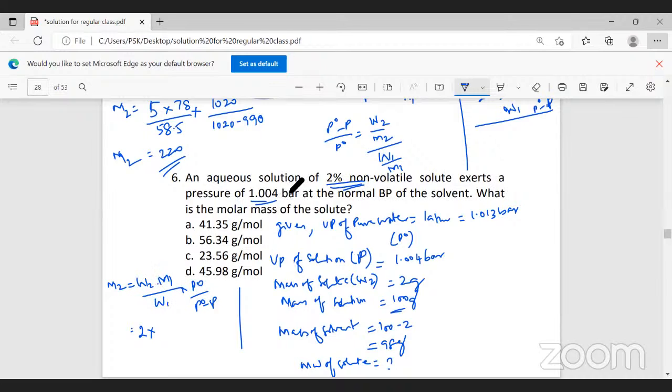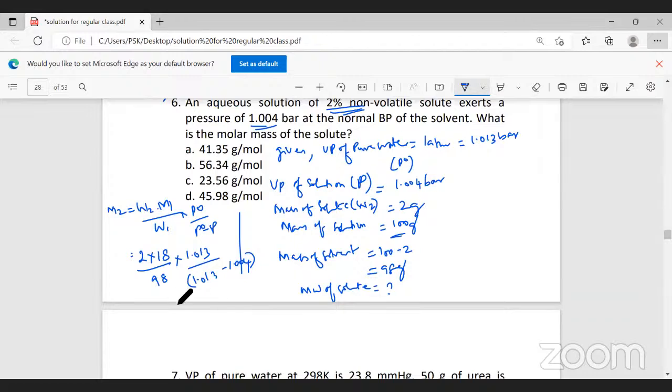See, they have not mentioned the solvent anywhere. It means you have to consider it to be water. When we consider it to be water, the molecular mass of water is 18. What is the weight of the solvent? The weight of the solvent is 98. Into what is P naught? P naught is 1.013. And what is P? P is 1.013 minus 1.004. We write this in brackets so that it's one term. So on simplification, we will get the answer to be 4,135 grams per mole.